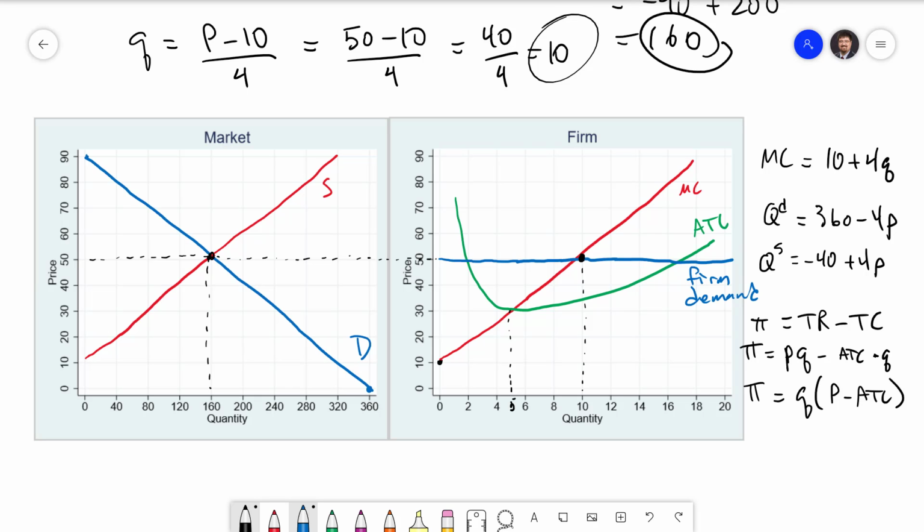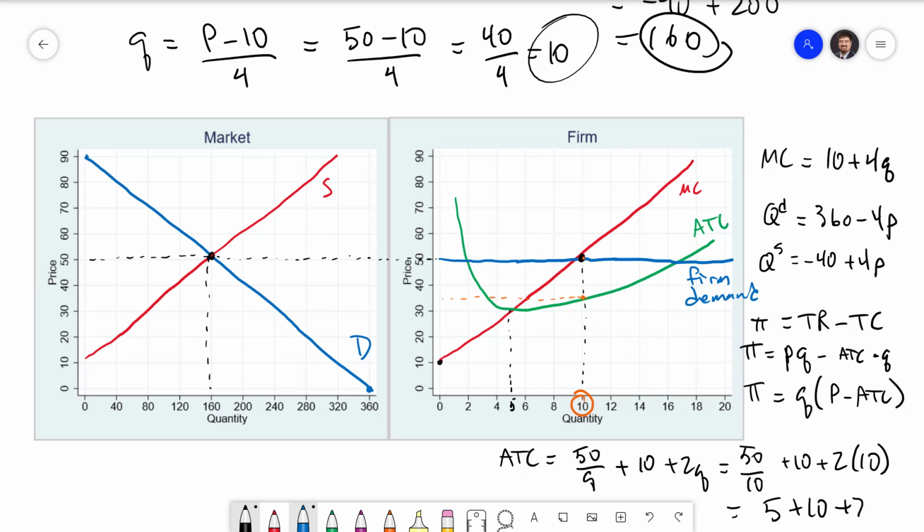This is an area that we can find on the graph. It is a rectangle. Quantity is 10, price is 50, and our corresponding average total cost is 35, which we can see from the graph. We can also plug 10 into the average total cost equation to get that. Recall that average total cost is 50 over Q plus 10 plus 2Q. Plugging 10 into that, we get 50 over 10 plus 10 plus 2 times 10. So we're going to get 5 plus 10 plus 20. That's going to be 35.